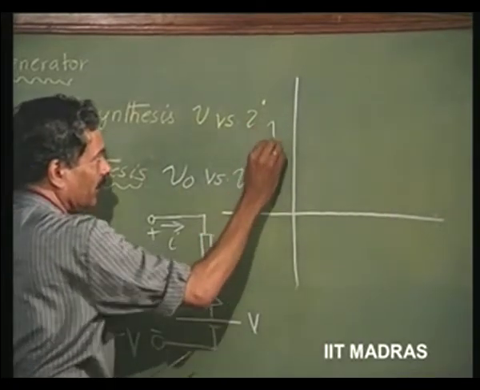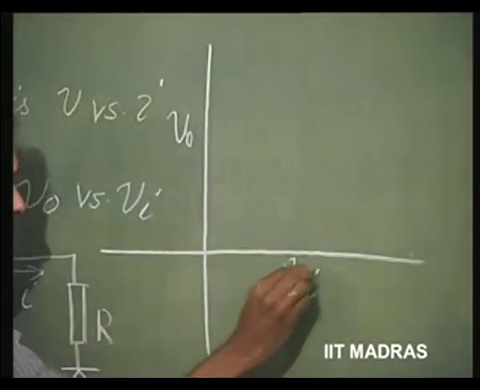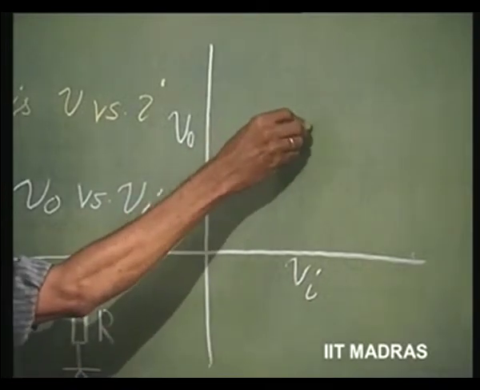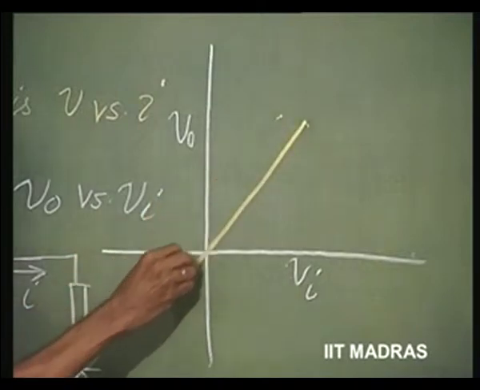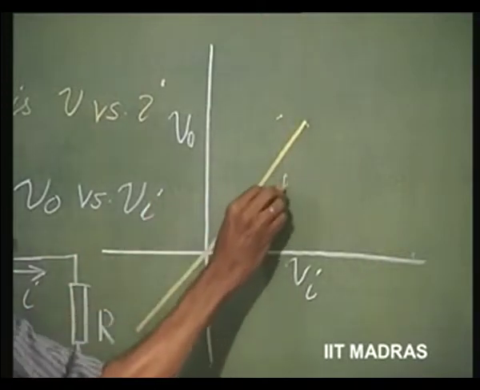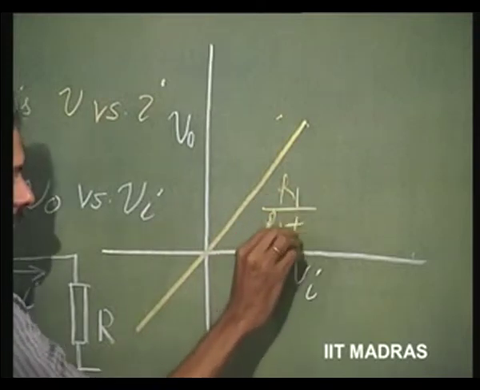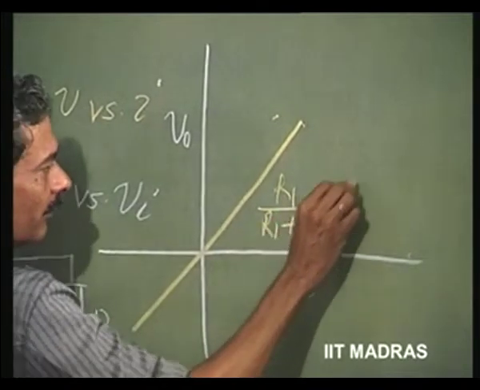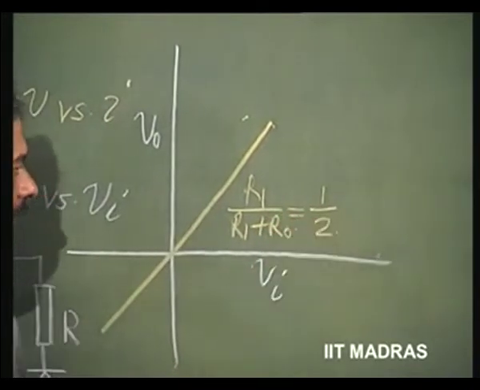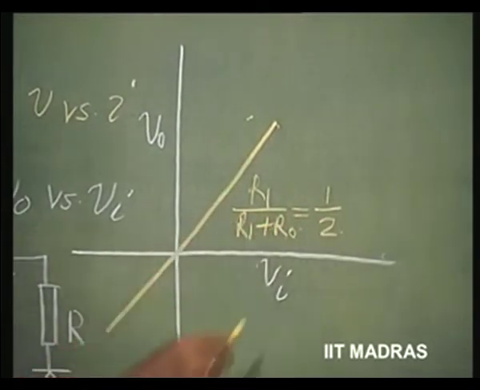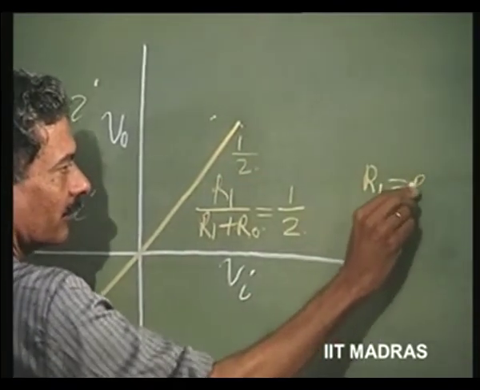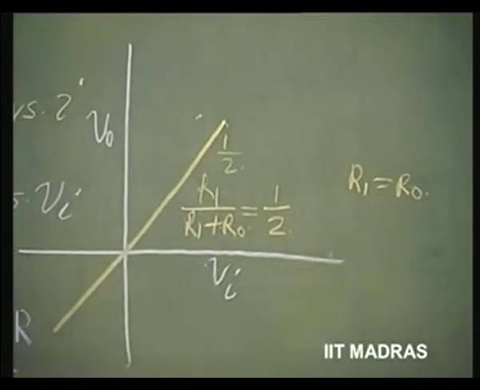So, if this is V naught and this is Vi, linear function here, let us say this is an attenuation factor R1 by R1 plus R0, the ratio here. Let us say this is equal to half. I make R1 equal to R0, and I will have this set at half. Take this example. So, the ratio is half.